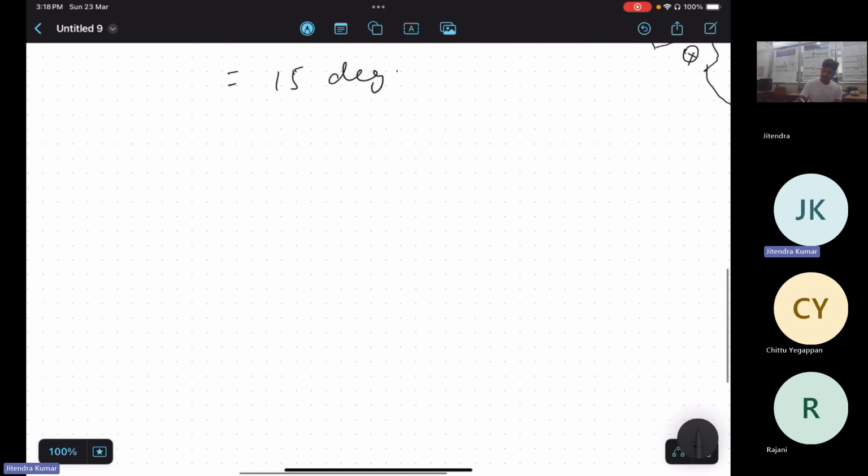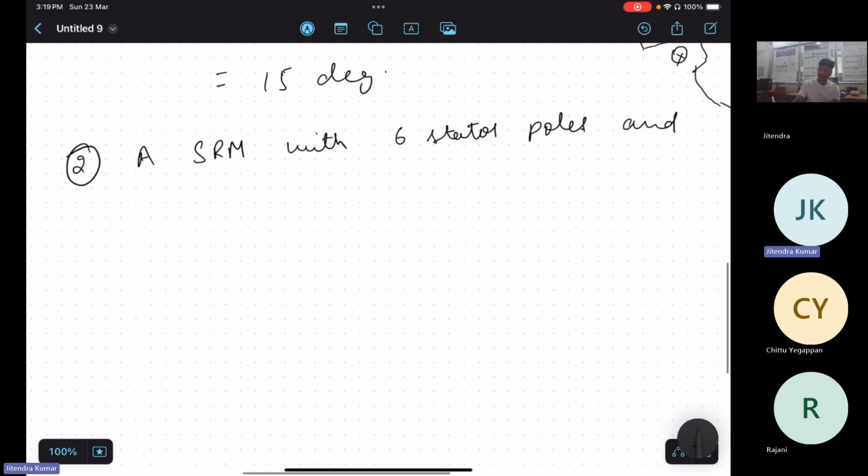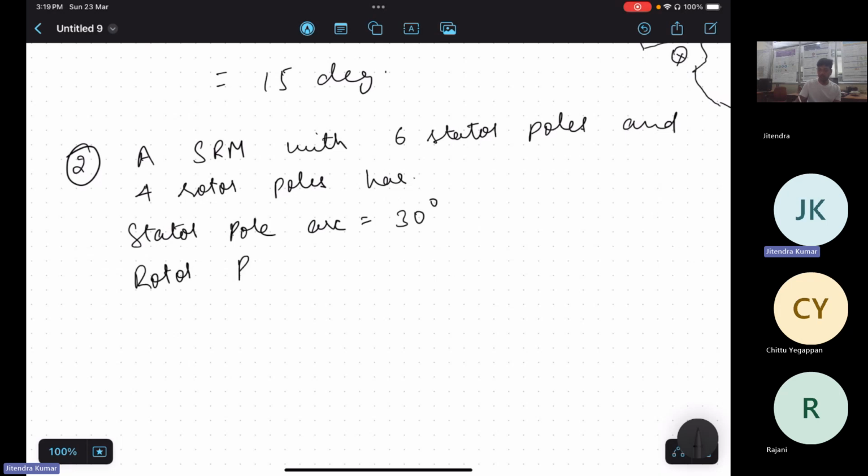So now the second problem is an SRM with 6 stator poles. Again, here we are using 6 stator poles, or stator teeth, and 4 rotor poles. The stator pole arc is equal to 30 degree, and the rotor pole arc is equal to 32 degree. So the rotor tooth has a slightly higher arc, or higher thickness, compared to the stator, so that the aligned position is maximized.